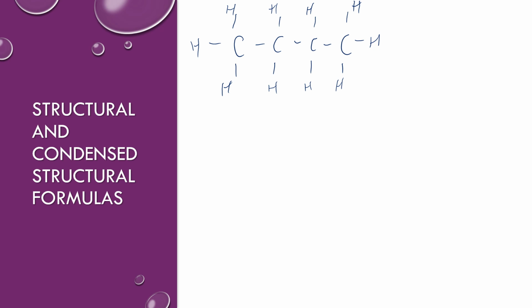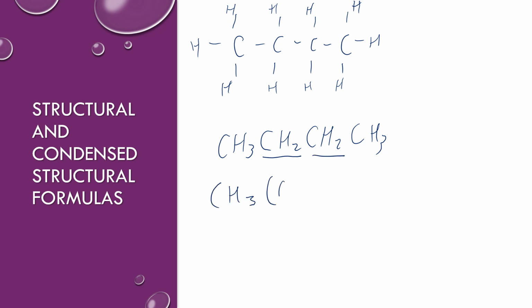The condensed structural formula puts all of the hydrogens next to the carbon that it's attached to. So this carbon has 3 hydrogens, the next carbon has 2 hydrogens, the next carbon has 2 hydrogens, and the last carbon has 3 hydrogens. That's the condensed structural formula. And anytime you see something that repeats, you can actually condense it even further. So CH3, CH2 twice, and then CH3 again. Both of these are called condensed structural, so you might see either one.